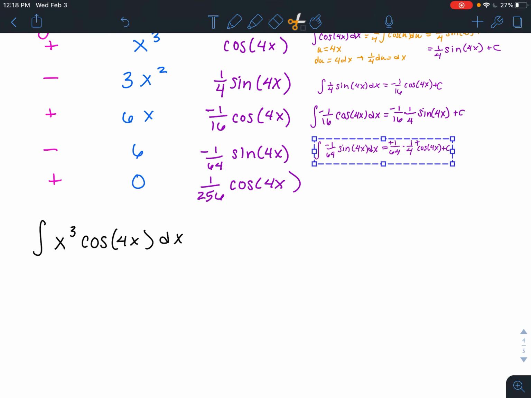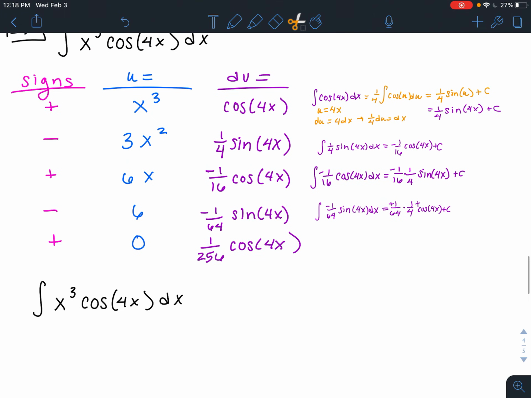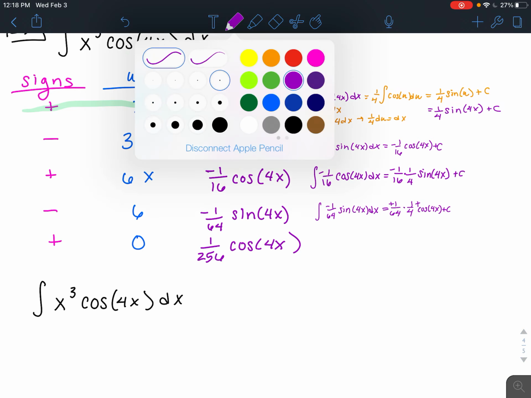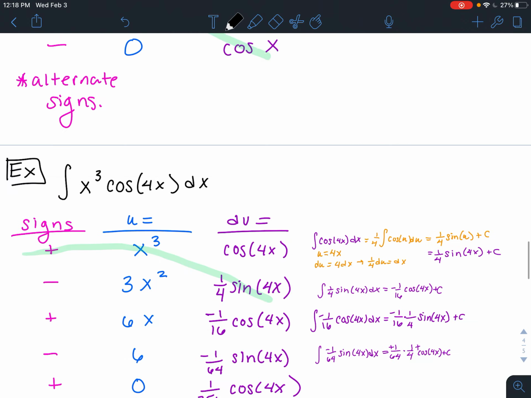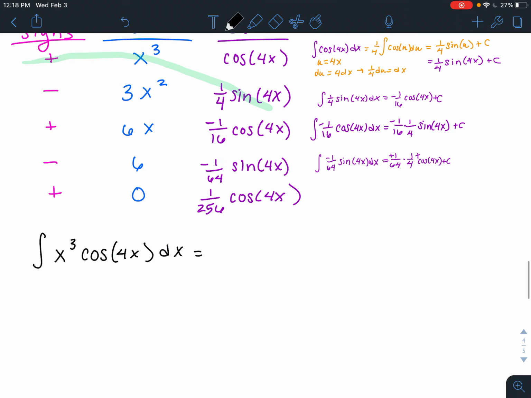Take that down here, resize this just to make it look the same as everything else. There we go. And so then we're going to put our answers together. So I'm going to get x cubed. Actually, let's just go down here, make a new line. So I'm going to get x cubed times 1/4, so x cubed over 4 sine of 4x.